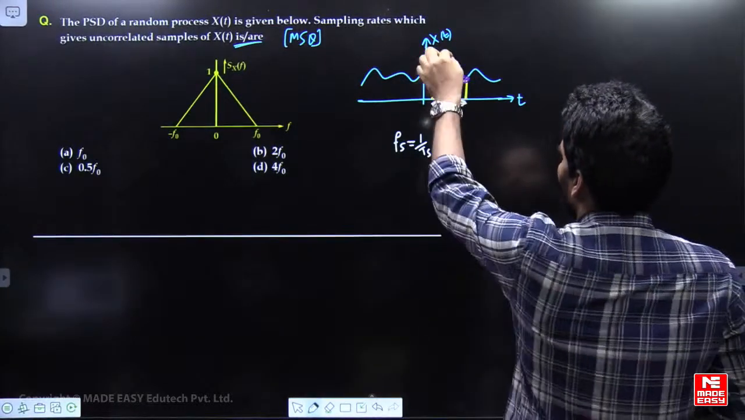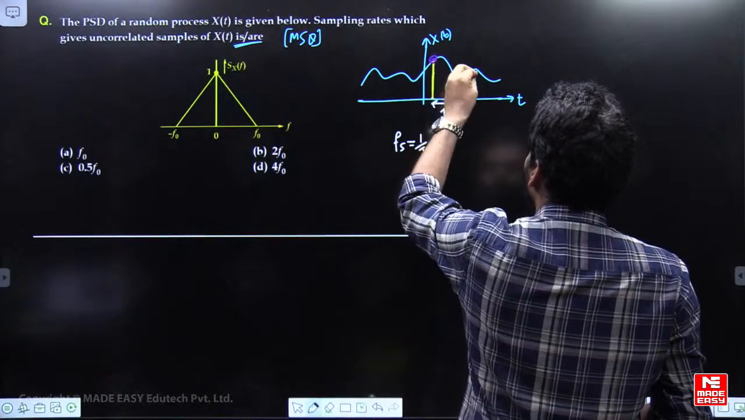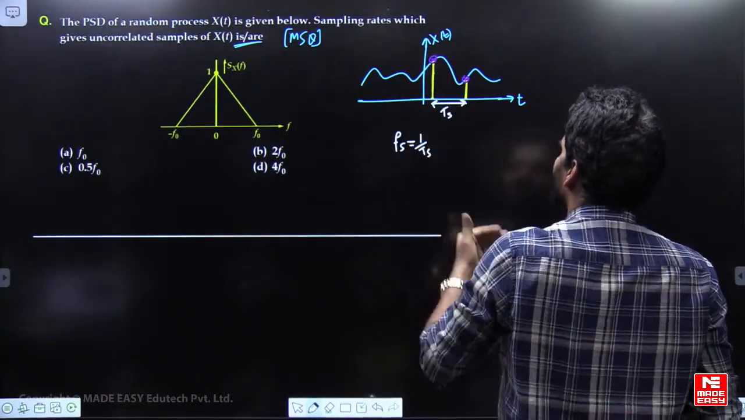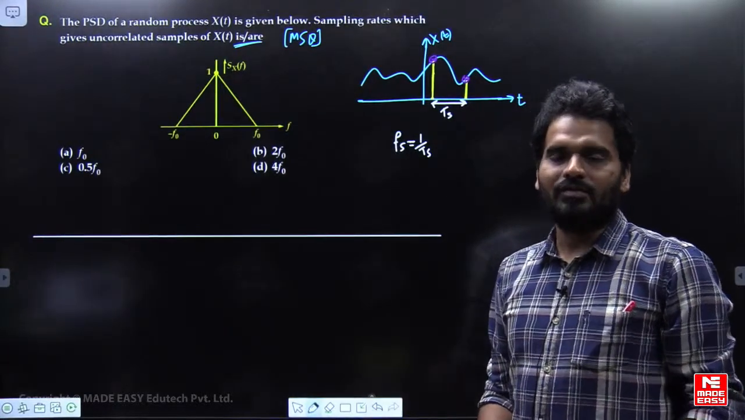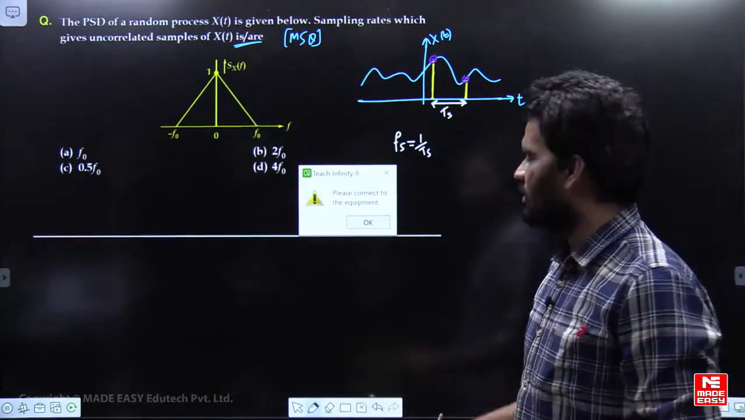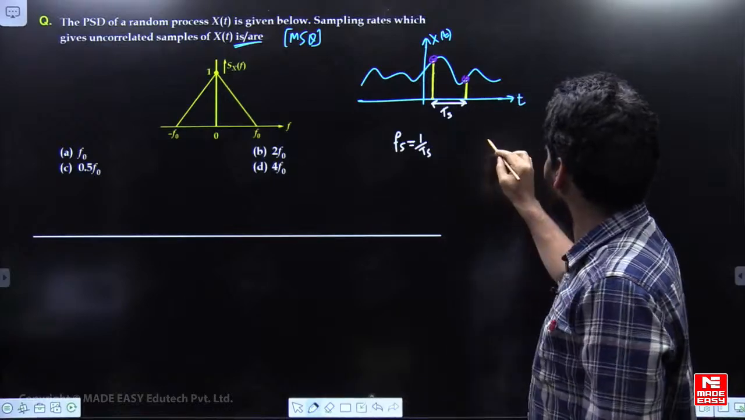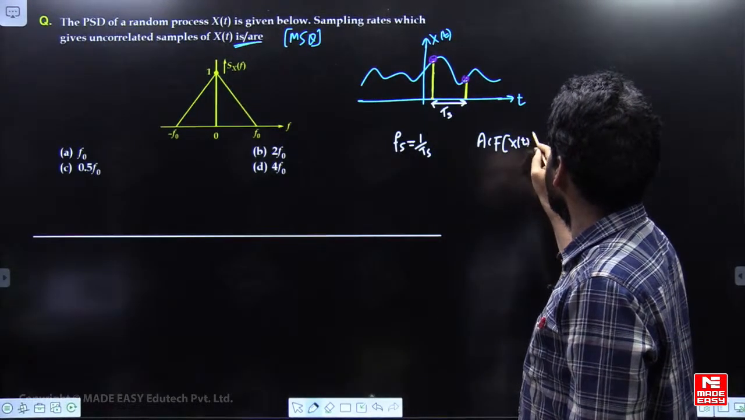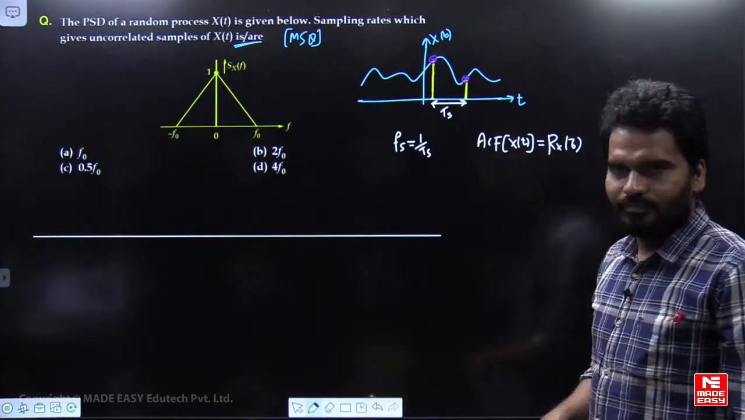So the samples we are getting here, these are sample points only. To check whether the sample points are correlated or uncorrelated, the ACF, the autocorrelation function, will better help us for that. If you see the autocorrelation function of x(t), this is the ACF of x(t). This is Rx(tau).